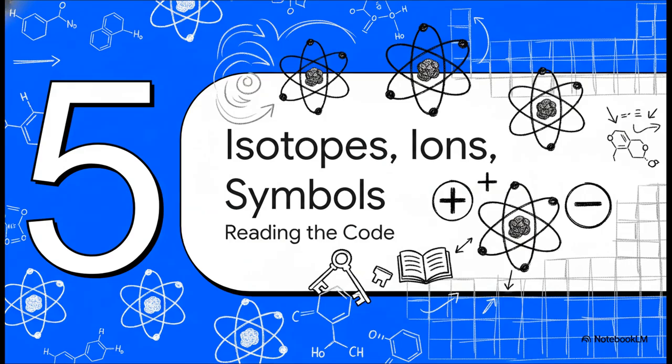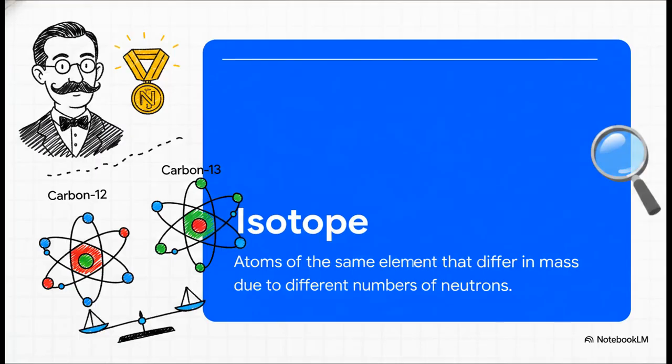Section 5. Isotopes, ions, and symbols. Now that we've got the anatomy down, let's move to our final section and learn how chemists use this knowledge to read the secret code of the elements. Back in the early 1900s, English chemist Frederick Soddy won a Nobel Prize for a really fascinating realization. He figured out that you can have atoms of the exact same element that are chemically indistinguishable, but they actually have different weights. We call these isotopes. Because the number of protons defines what the element is, that number can never, ever change, but the number of neutrons in the nucleus, that can change, which alters the atom's total mass without changing its core chemical identity.